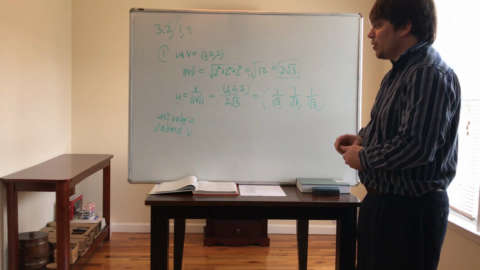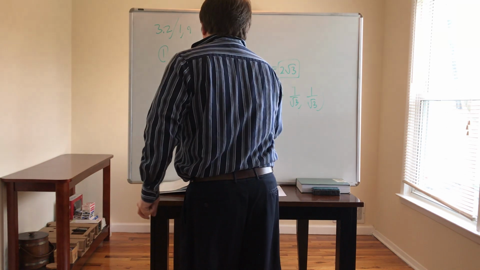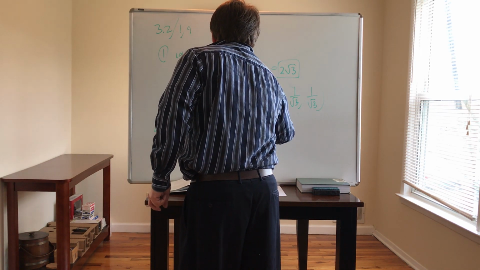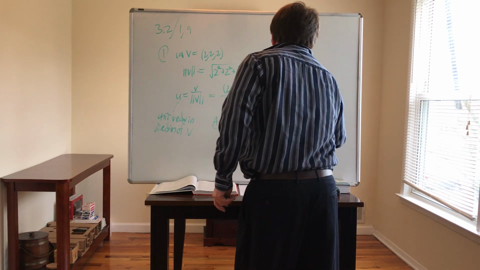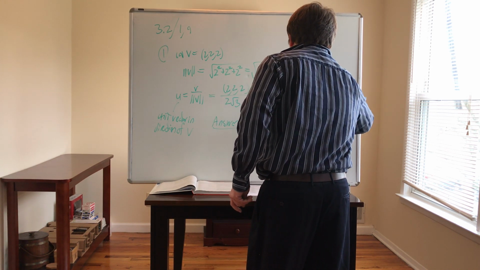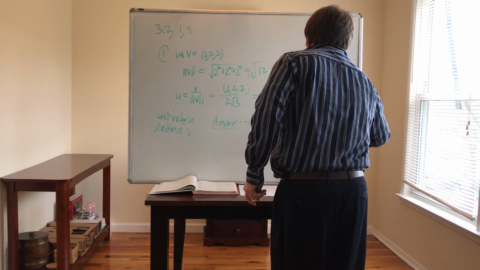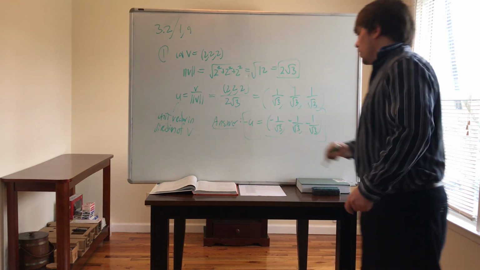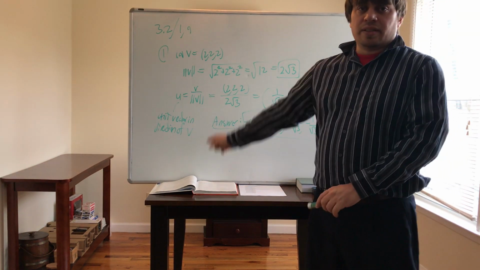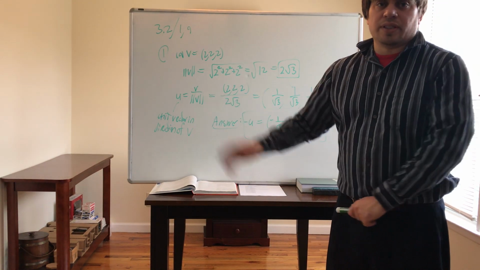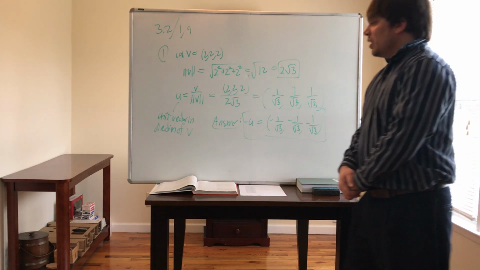And so if you want the unit vector in the opposite direction of v, just negate this vector. And so the answer is negative u, which is equal to negative 1 over root 3, comma negative 1 over root 3, comma negative 1 over root 3. That is the unit vector oppositely directed to v, the negative of the unit vector in the same direction as v. You get that. So that's the answer.